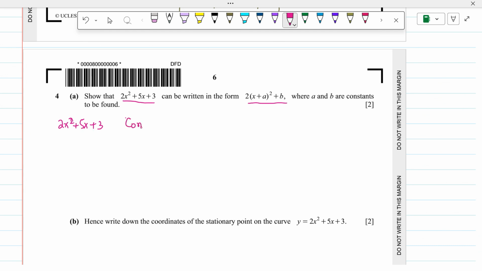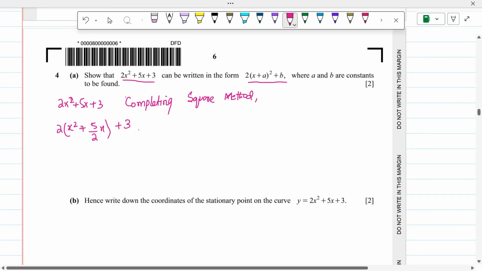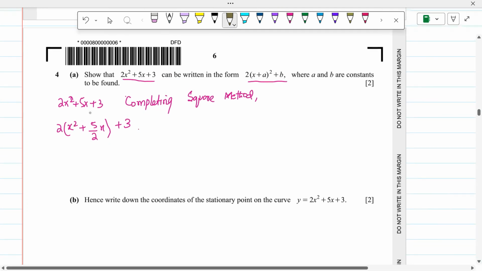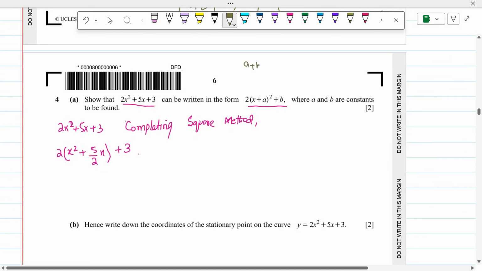So we will apply the completing the square method. When we take 2 common from the first two terms, we will have 2 times x² plus, when we take 2 common from 5x, it will be 5/2 x, and the remaining plus 3. Now we need to make it a complete square, and we know the formula that (a + b)² is equal to a² + 2ab + b².